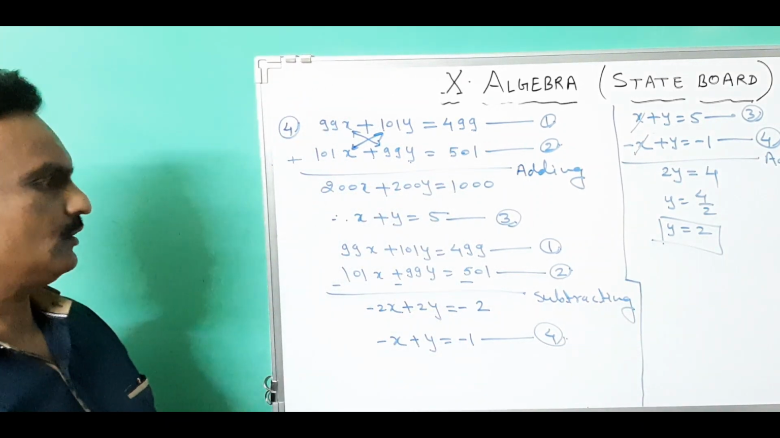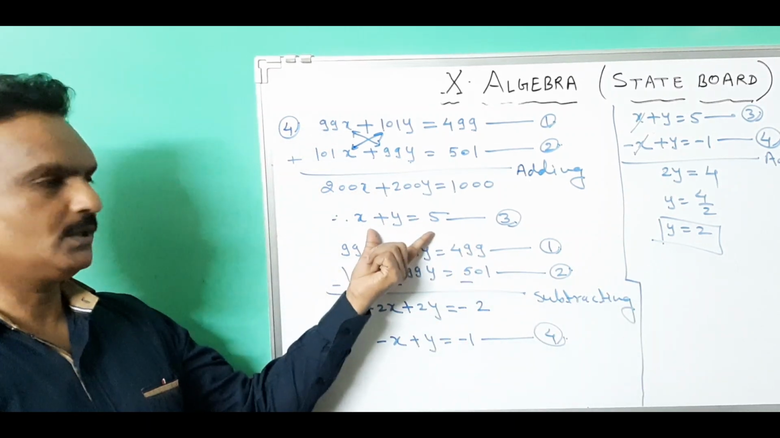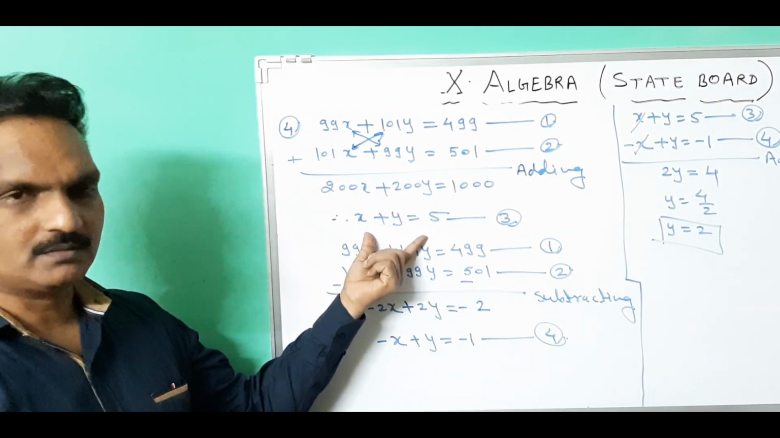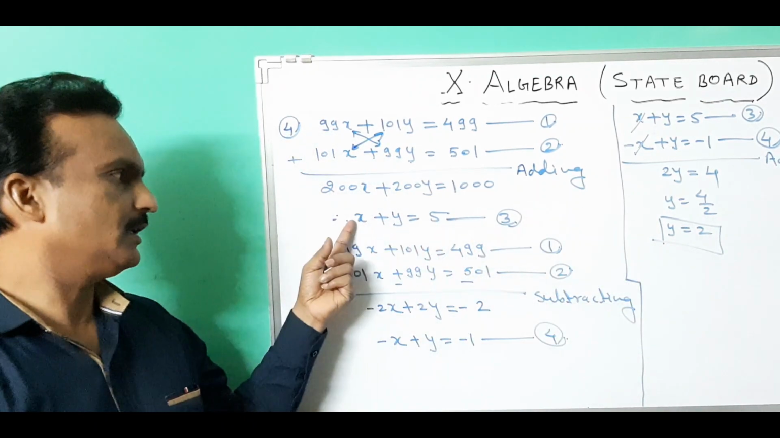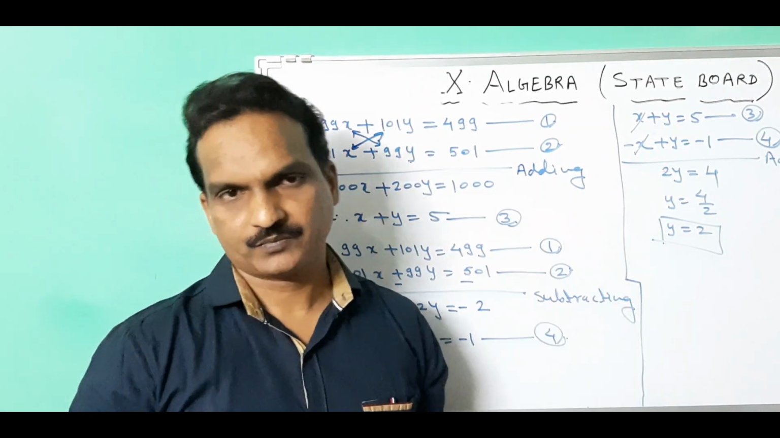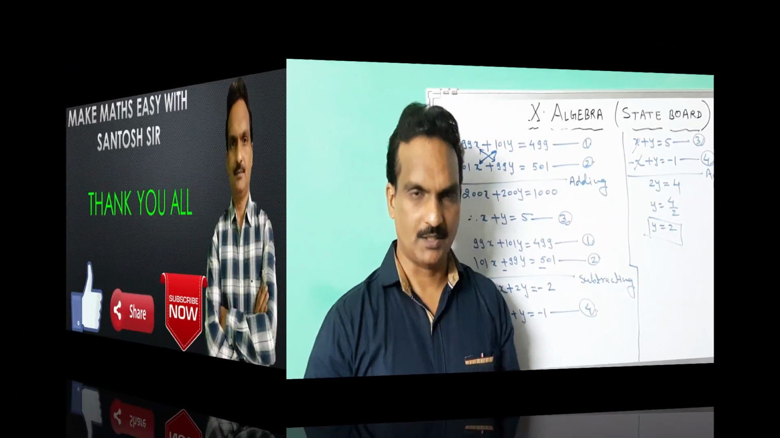Now you can easily find out the value of x. Where will you put the value of y? In equation number 3. This is the simplest equation, so here you will put y is equal to 2 and you will get the value of x. Okay, so have you understood all the things?